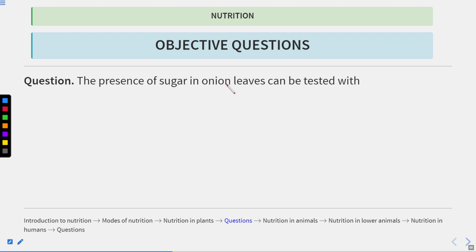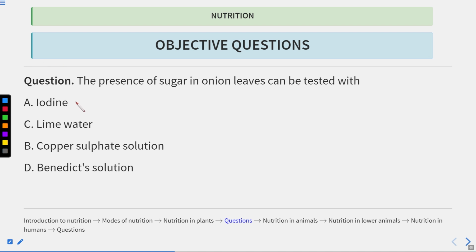The next question is, the presence of sugar in onion leaves can be tested by. The options are, first, iodine test. Second is lime water. Third is copper sulfate solution. And fourth is Benedict solution.